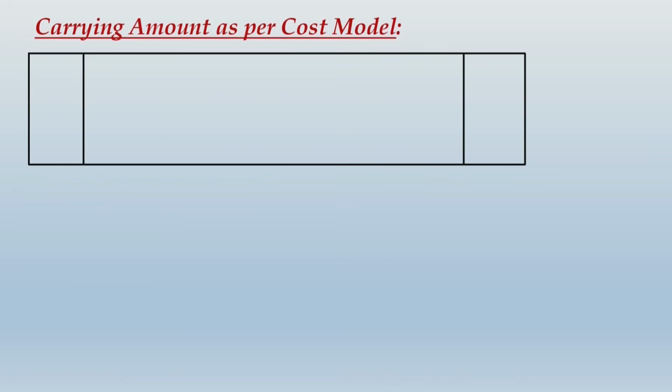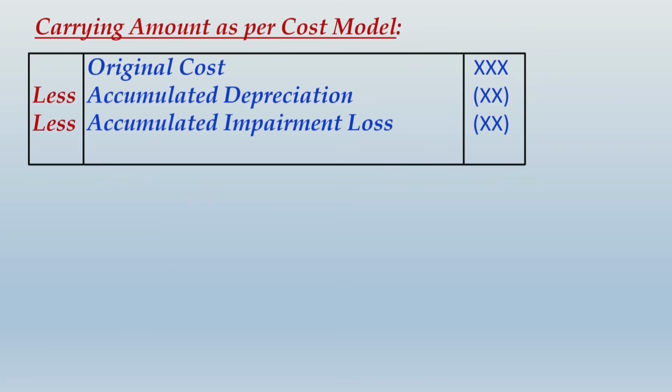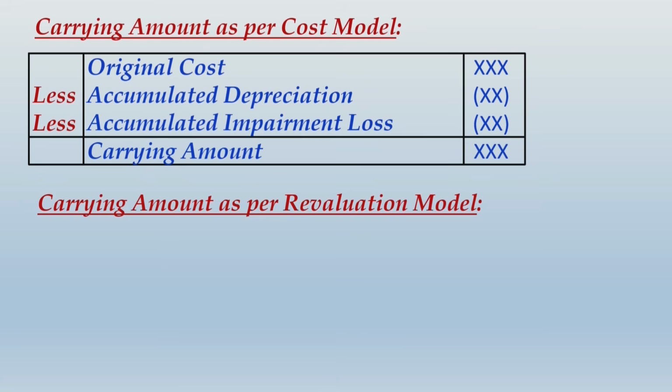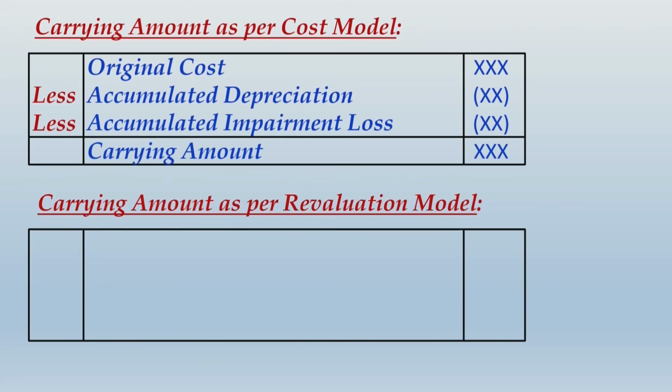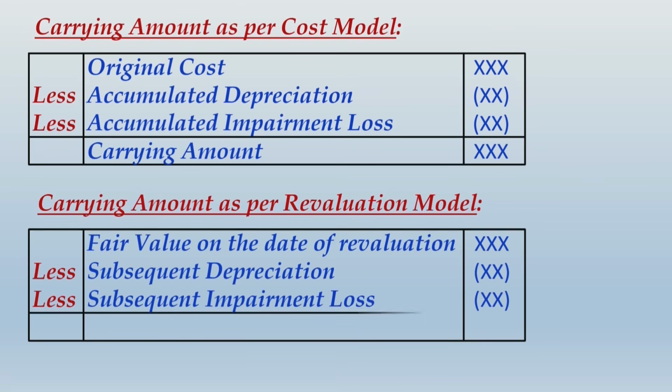Carrying amount as per the cost model. This is very simple. The original cost should be subtracted by the amount of accumulated depreciation and accumulated impairment losses, and then what you get is the carrying amount of the asset, which reflects its written down value. But the carrying amount as per the revaluation model, this is the part where I have to offer some detailed explanation. So it will be the fair value on the date of revaluation less subsequent depreciation less subsequent impairment loss, and then you land up at the carrying amount of the asset.